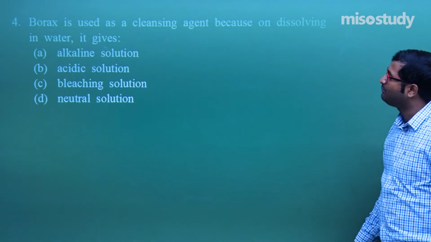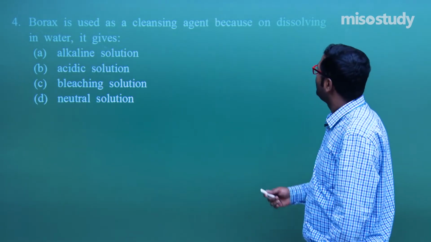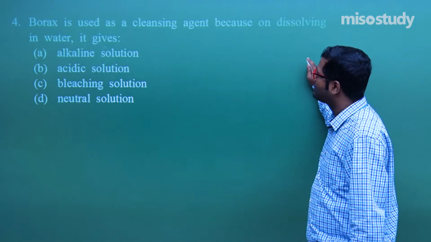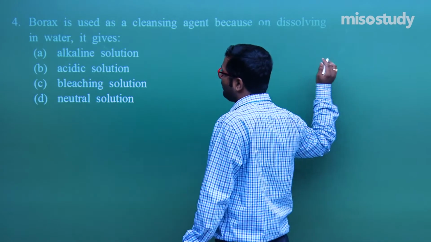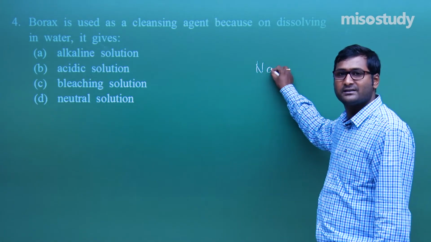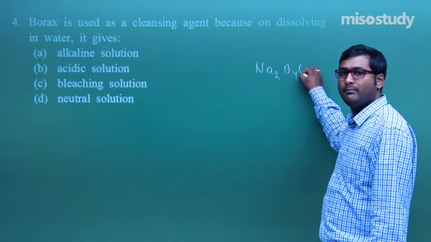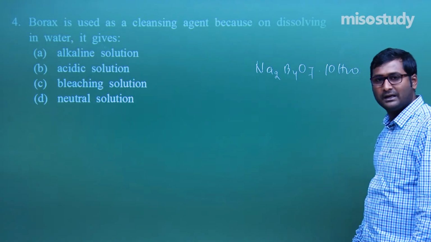The next question is: borax is used as a cleansing agent because on dissolving in water it gives which type of solution? What is the formula of borax? Can you tell me? Yes sir, the formula of borax is Na2B4O7·10H2O. Clear to you?